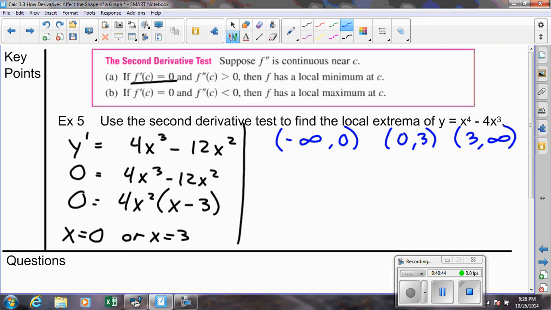If we wanted to, we could figure out, using the first derivative test, whether the first derivative is greater than 0 or less than 0 on each individual part and use the first derivative test. But here's where the second derivative test is beneficial. We don't need to go through and pick a lot of test values like this.